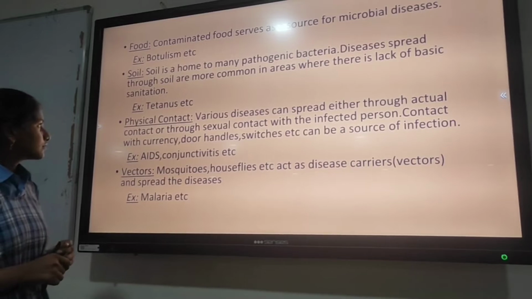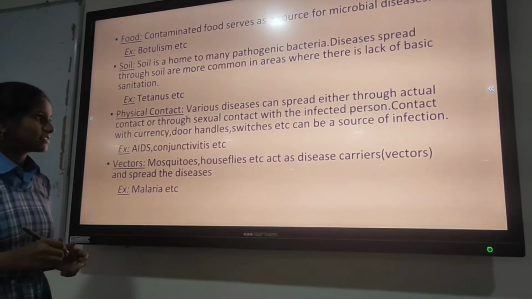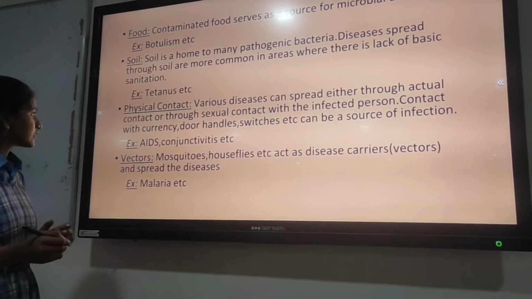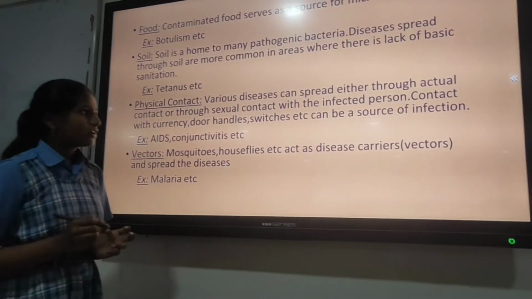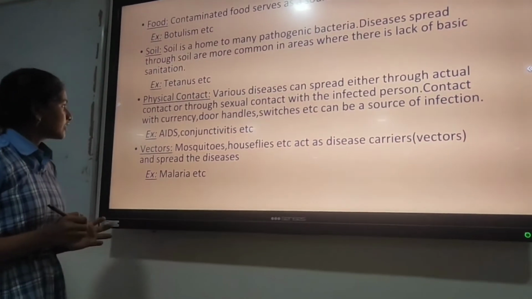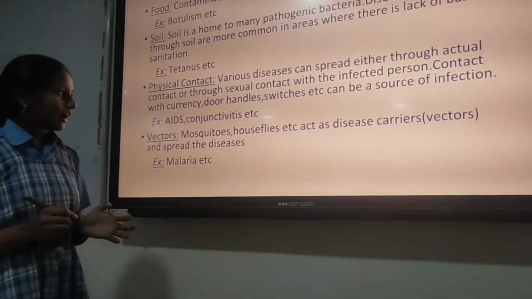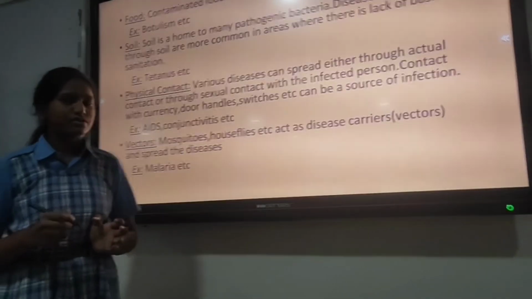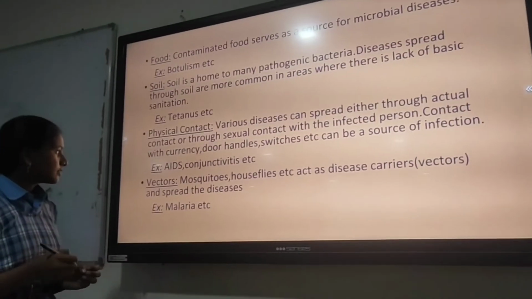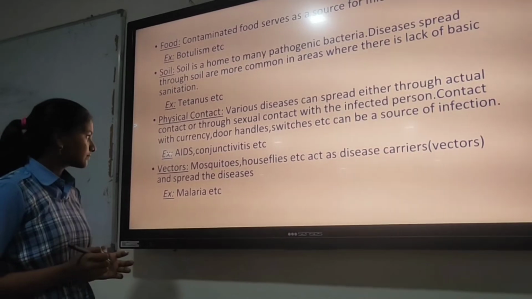And next one is through physical contact. Various diseases can spread through actual contact or through sexual contact with the infected person. Contact with currency, door handles, switches, etc. can be a source of infection. Examples are AIDS and conjunctivitis.